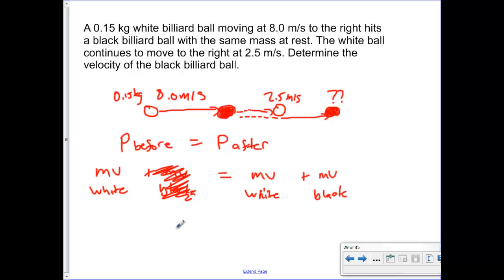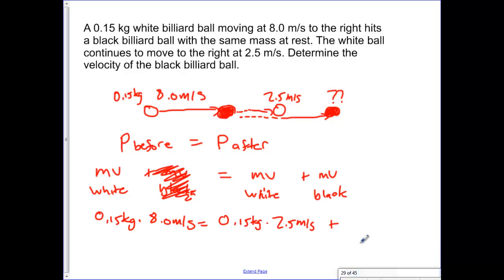So originally the white ball had momentum, but the black one was stationary. And afterwards they're both moving. And according to conservation of momentum, it should remain equal. So I know the mass of the white ball. It was 0.15 kilograms. I know how fast it was moving. It was 8 meters per second. And then afterwards, the 0.15 kilogram white ball is only moving 2.5 meters per second. The black ball was actually the same mass. Probably could have canceled mass if we wanted to. But what we don't know is his velocity.